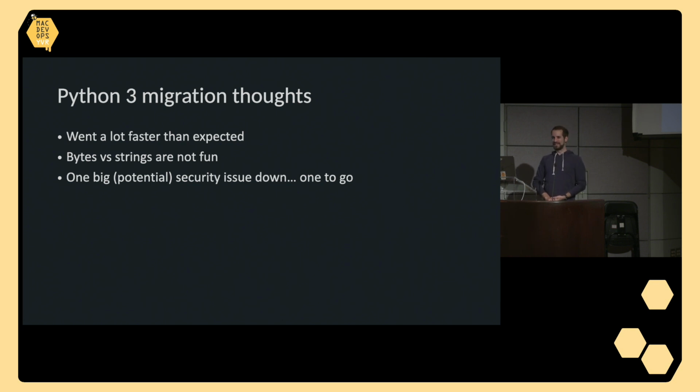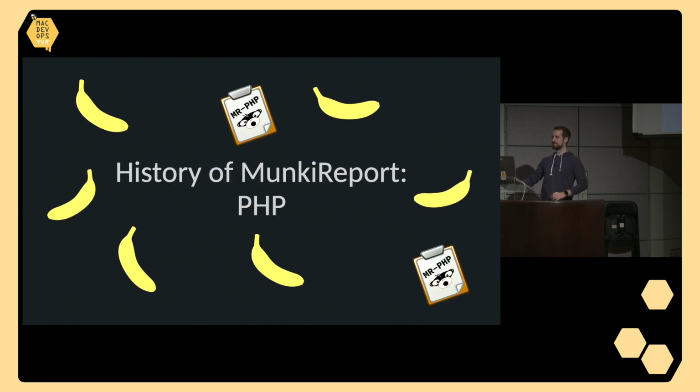My reflection thoughts: it went a lot faster than expected. I don't know why I didn't do this properly last year when Apple killed Python 2.7. So apologies for that, everyone. Python 3, bytes versus strings, not fun and very different, where in Python 2 everything is a string. So I did get tripped up on that. And that was one security issue down. So let's now learn about PHP.